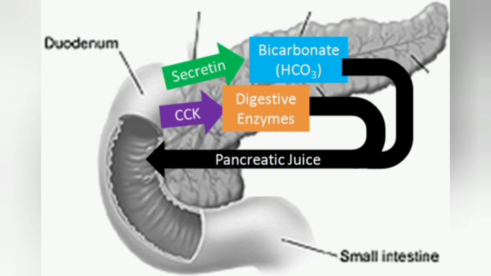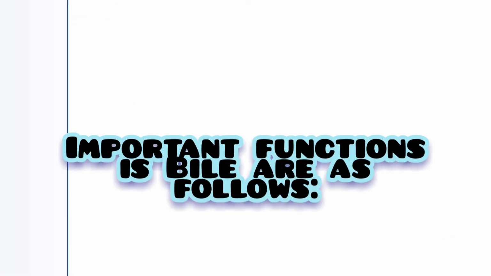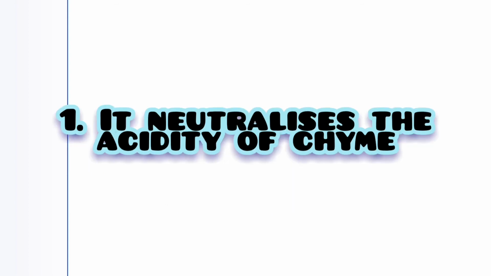It also contains 2 more salts, sodium glycocholate and sodium taurocholate. It contains 2 pigments, biliverdin and bilirubin. These are produced due to the breakdown of hemoglobin of worn out RBCs and impart color to the bile. The important functions of bile are: number 1, it neutralizes the acidity of chyme.